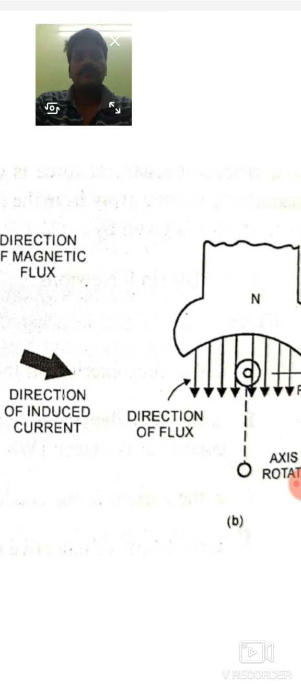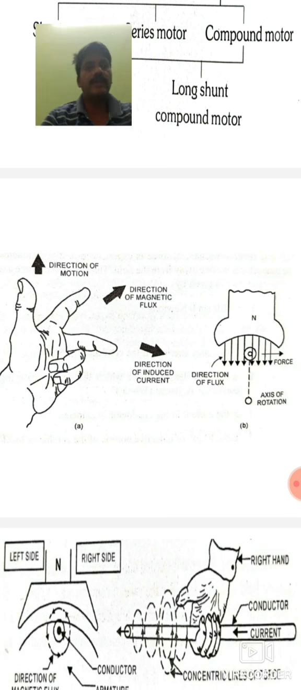So this is the magnetic field direction, and the dot means the direction of current. You can observe, this is the magnetic field, this shows the current, and this shows the motion of the conductor. So in this way we can find the direction of motion of the conductor by using Fleming's left hand rule.